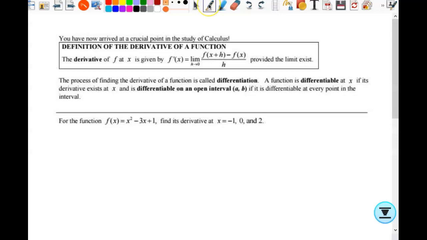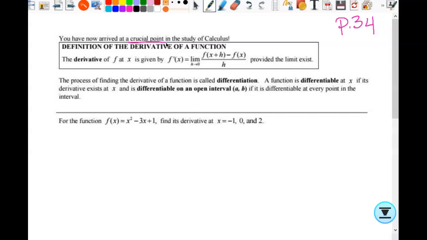So it's going to go on page 34. So we've been talking about derivatives, right? And the derivative tells us what? Slope, right? So now we've arrived at a crucial point in the study of calculus. That's why we don't want to skip it. Here's the definition of the derivative.